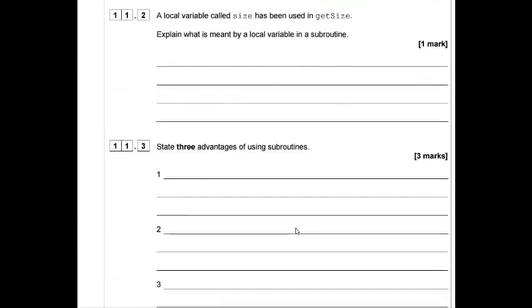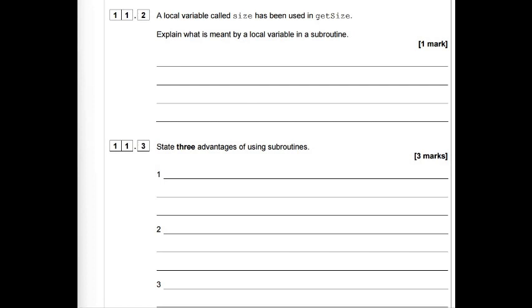Okay, 11.2. A local variable called size has been used in getSize. So what is a local variable in a subroutine? A local variable is only accessible within the subroutine. So it's only accessible in that subroutine. That's all you need to say to get a mark.